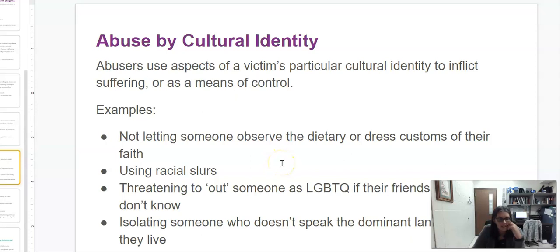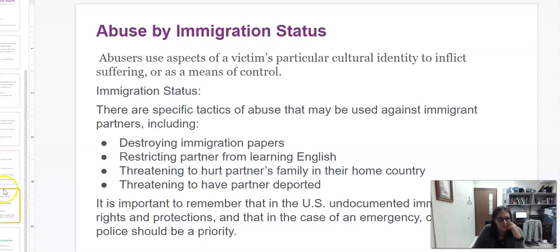And then isolating someone who doesn't speak the dominant language where they live. Abuse by immigration status. So this could be destroying immigration papers, restricting a partner from learning English, threatening to hurt the partner's family in the home country, or threatening to have them deported.